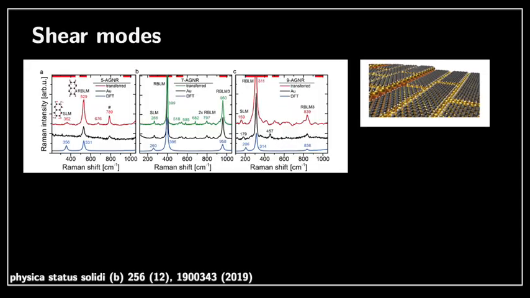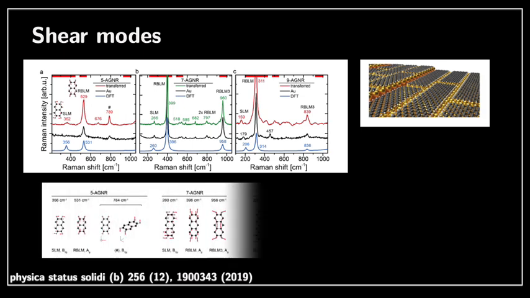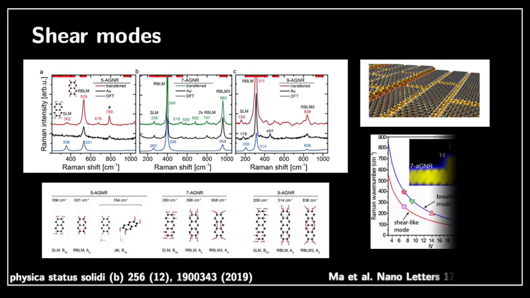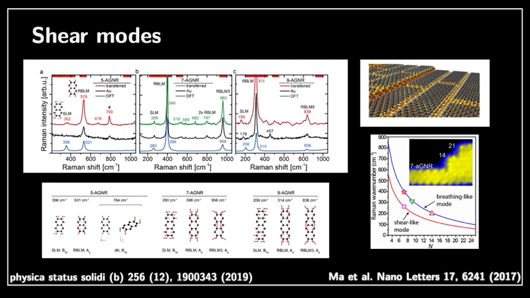They were found by this work again in collaboration with the group of Roman Fasel, where shear-like modes were obtained for 3 other types of AGNR, and could be explained using again density functional theory. And if you go back to the figure obtained from the Ma et al. paper, so from the Oak Ridge group, you see that those values actually fit perfectly well on those lines.